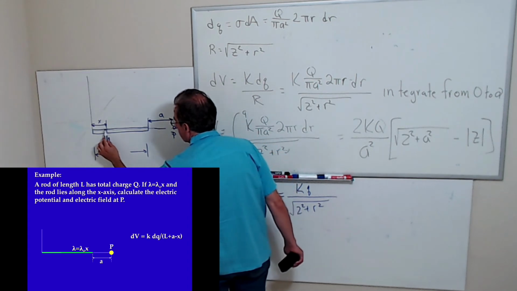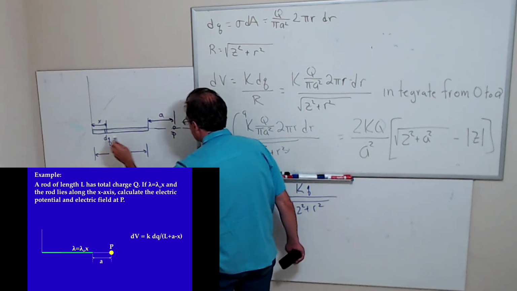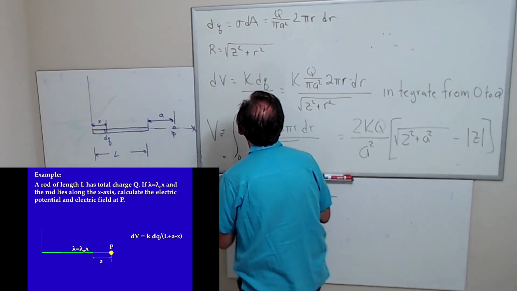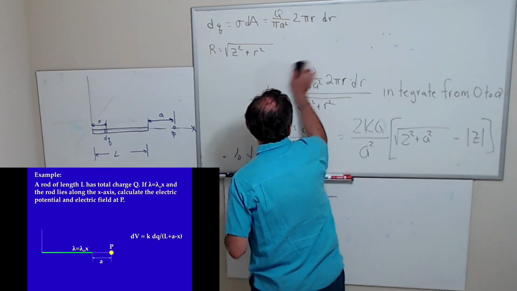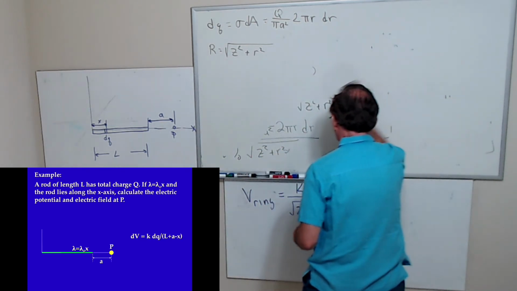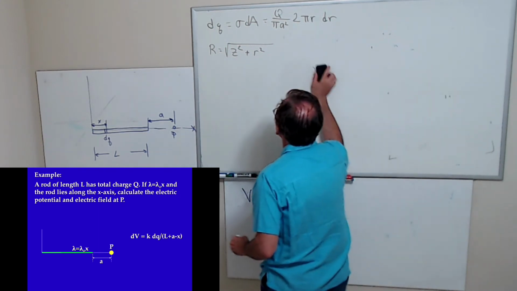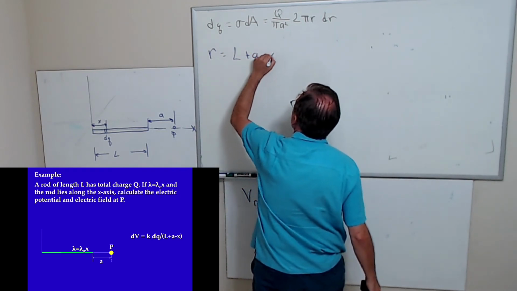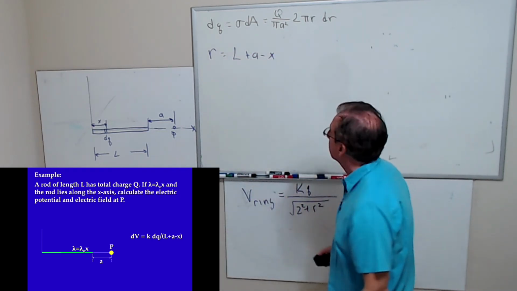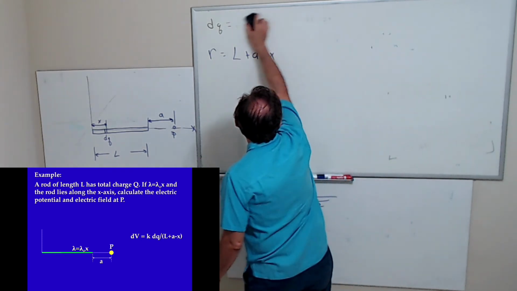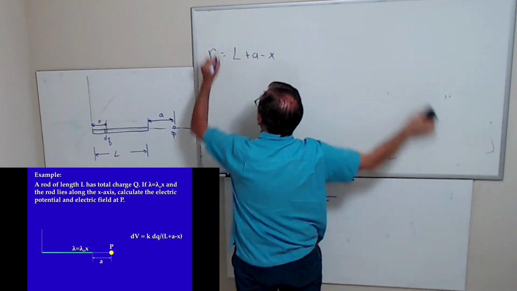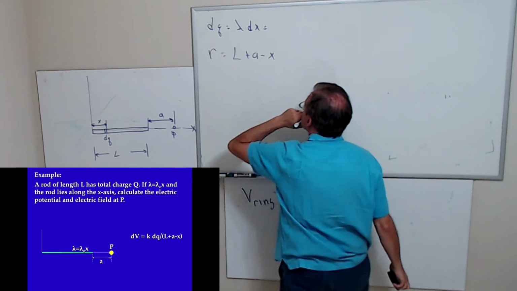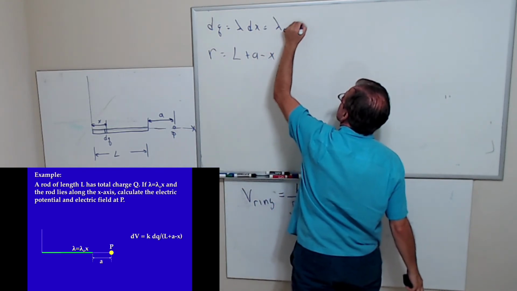So the distance from this element of charge to point P is going to be this distance minus x. So I already know what my R is. Now I have to figure out my dq. This is linear, 1D, lambda dx, and this is going to be lambda naught x dx.